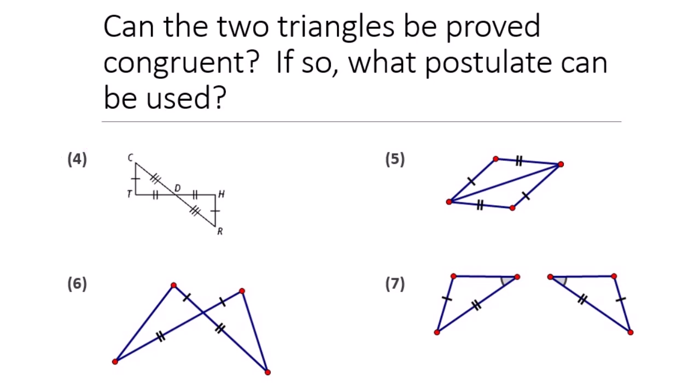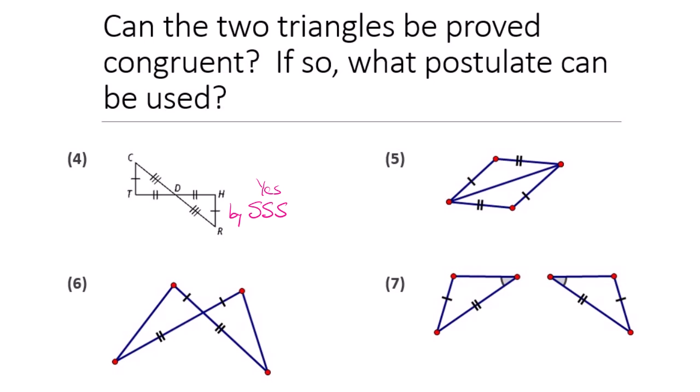So number 4, we have two triangles here, right? CDT and HDR, right? And so we can see that CT is congruent with HR. We can see that TD is congruent with HD. And we can see that CD is congruent with RD, right? So we have three sides that are congruent. So we can say, yes, these triangles are congruent by SSS. All right.